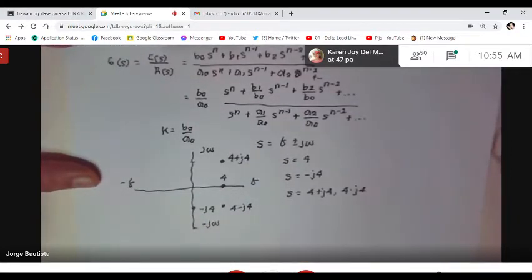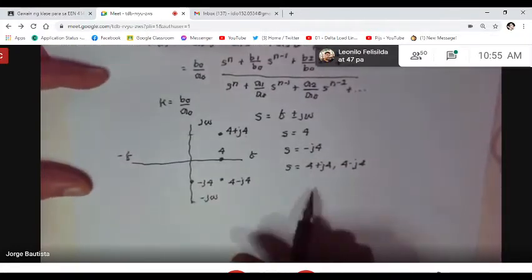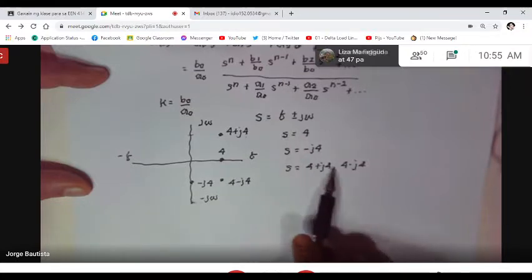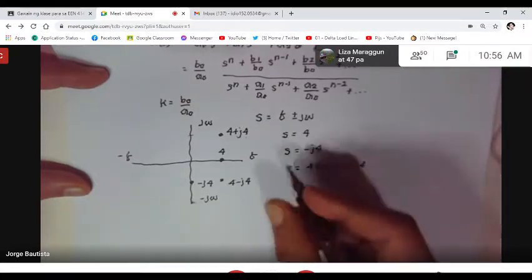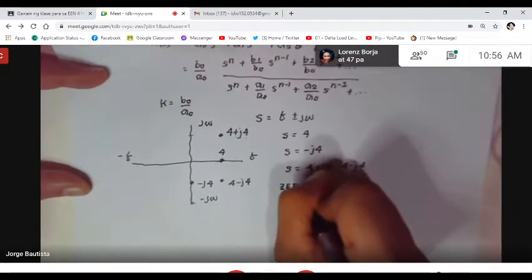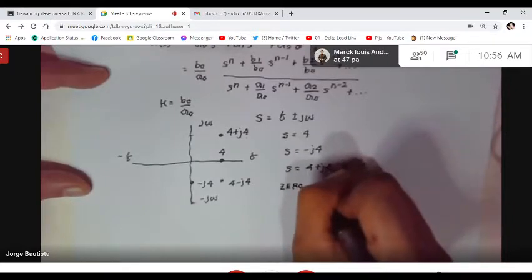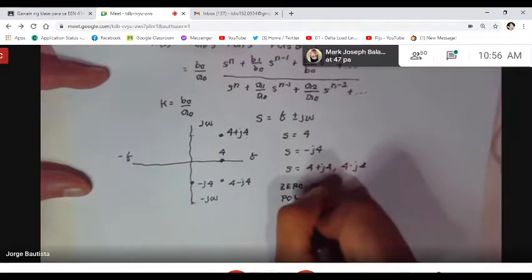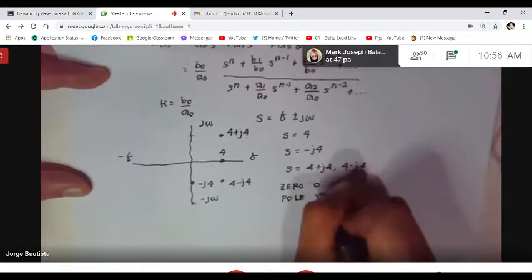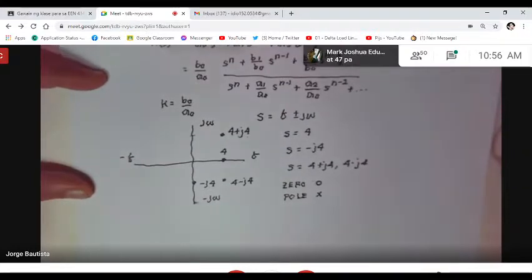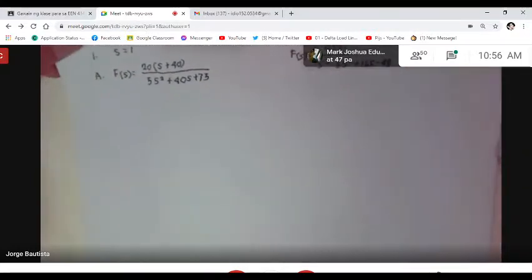Now, that s is the root of your Laplace transform. If your s is classified as a zero, you mark it with a circle. If it is a pole, you mark it with an X. So, let's try this.